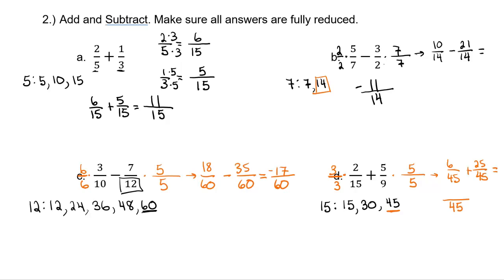And I always say, if you put in all that work to find your common denominator, don't make it disappear. Keep using it. And again, that's just saying that we have a pie cut into 45 pieces. Once the pie is cut into 45 pieces, it's always cut in 45 pieces. All right, so 6 plus 25 is 31. And that's another fraction that cannot be reduced.